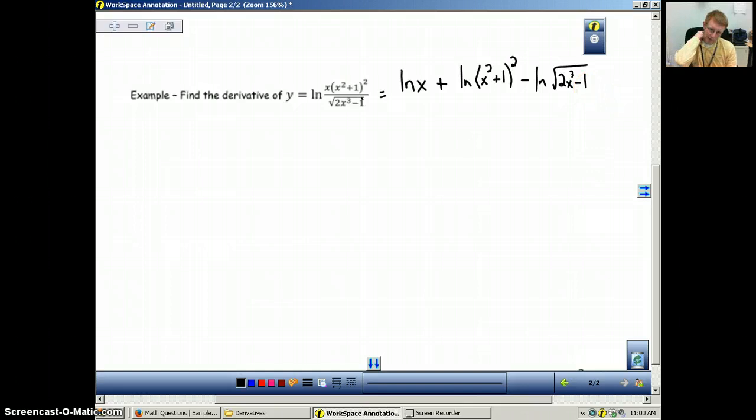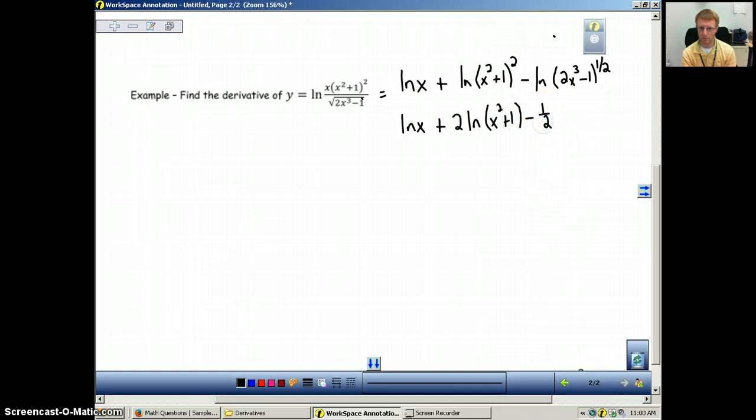So what we need to look at now is look at exponents. Can we bring any of the exponents down? So hopefully you'll see that the square root can actually be changed to the 1/2 power. So I'm actually going to change this 2x to the third minus 1 to the 1/2 power. And now I'm going to rewrite it one more time. So we have ln of x plus, the 2 is going to come out front because that's what the exponents do, minus the 1/2 is going to come out front.